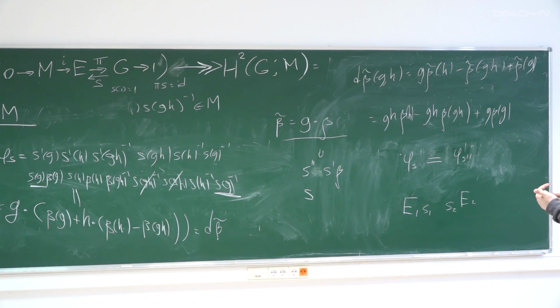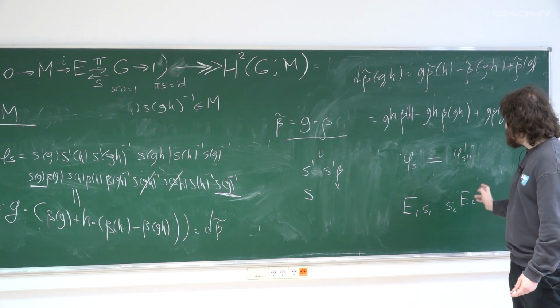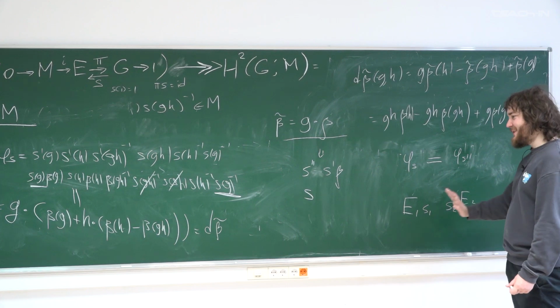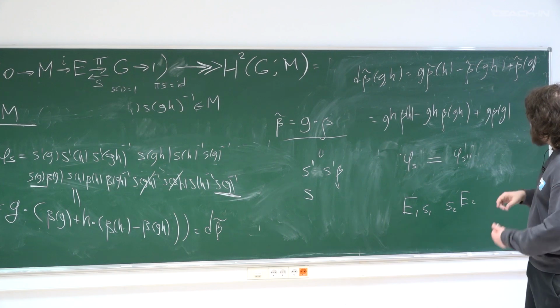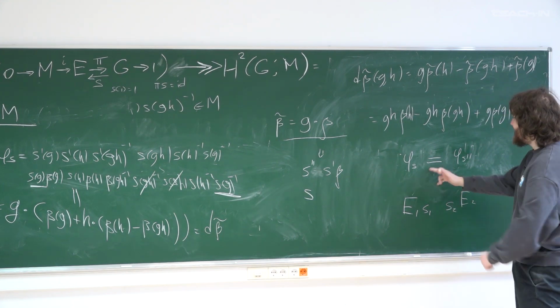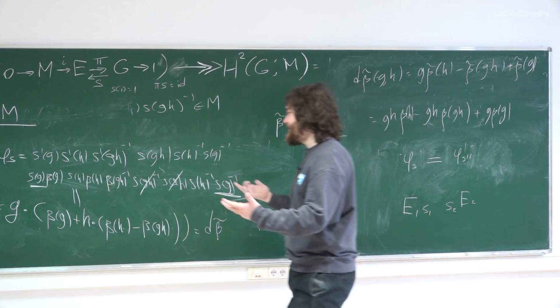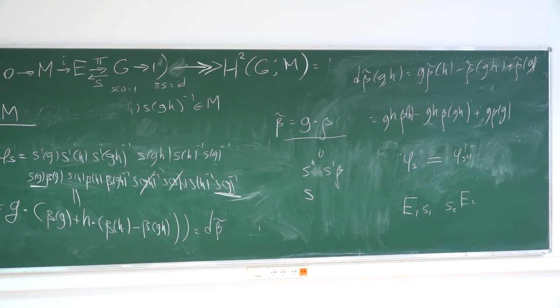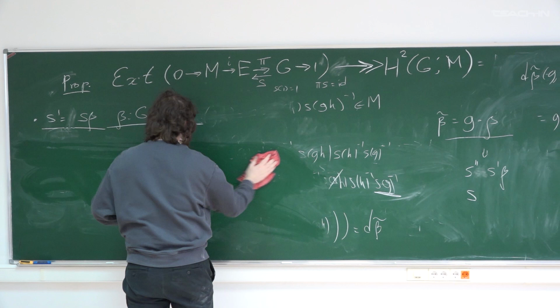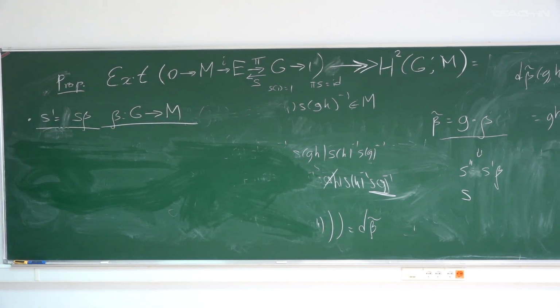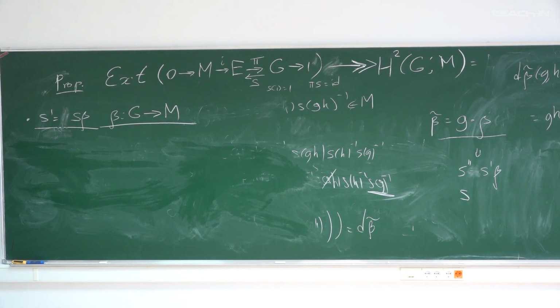So I just proved that I can choose another section of one of my extensions such that the cocycles are just the same. So I need to check that if I have two extensions and two sections such that the cocycles coincide, then the extensions are isomorphic. It's exactly more or less the same construction. We have a bijection.